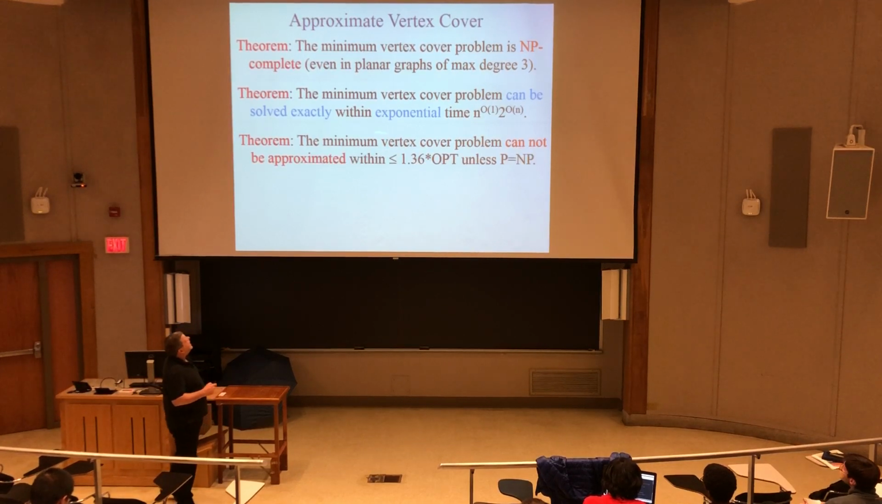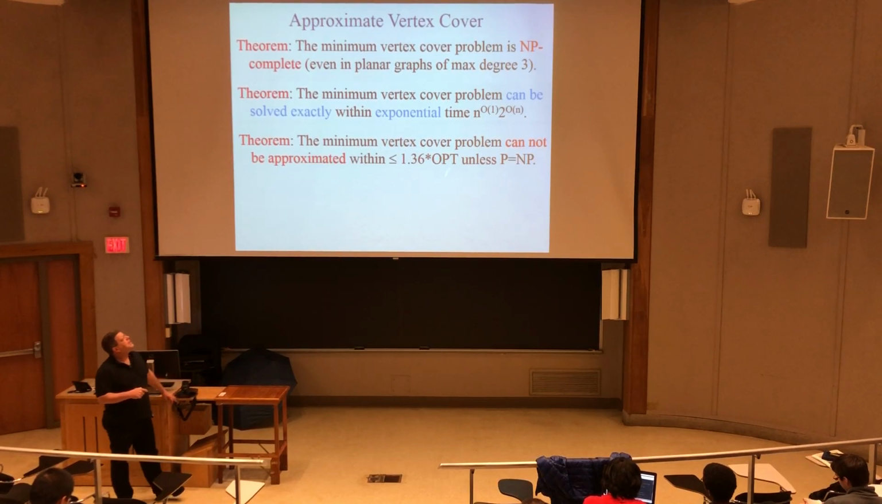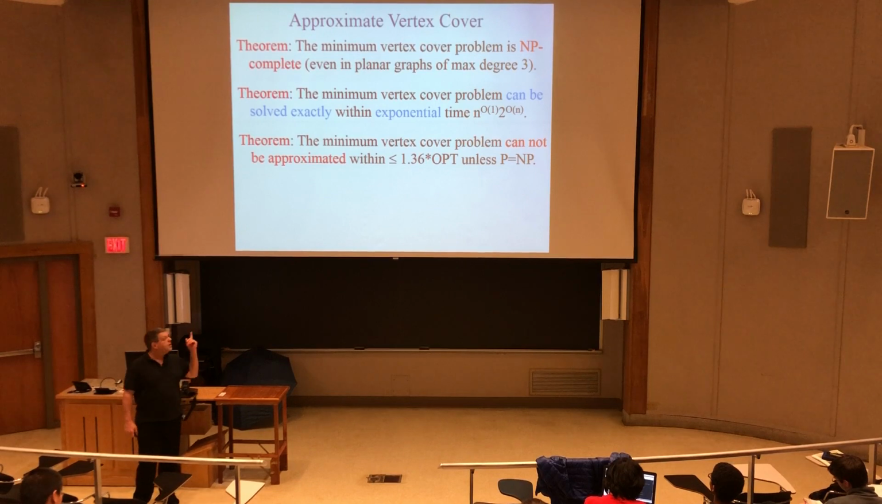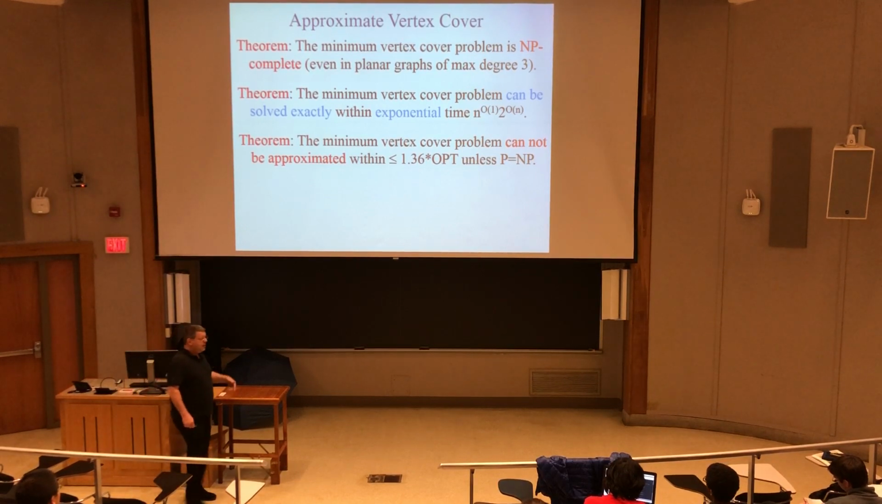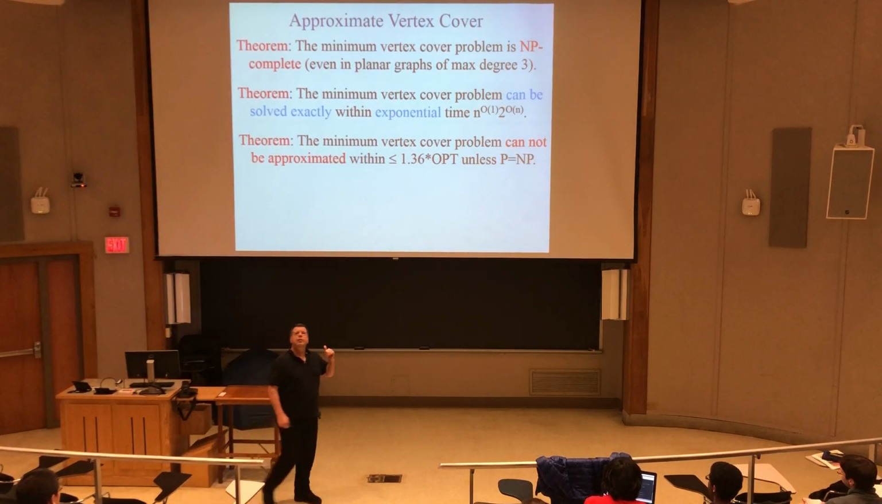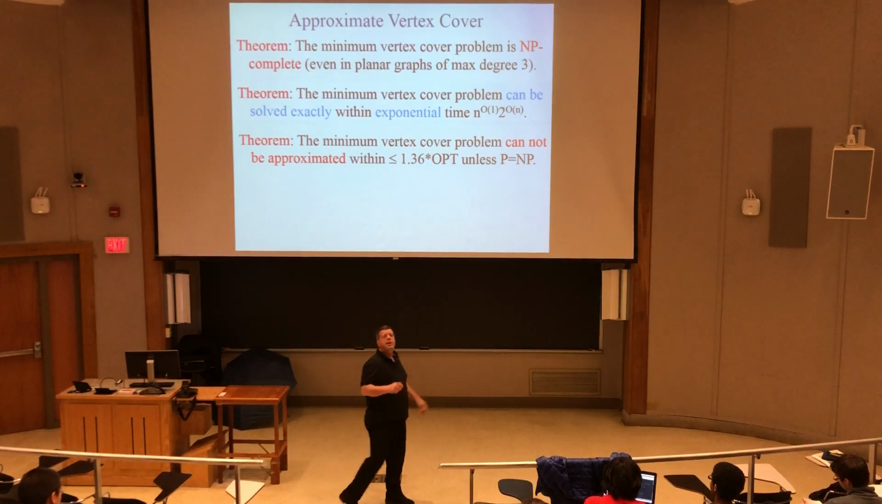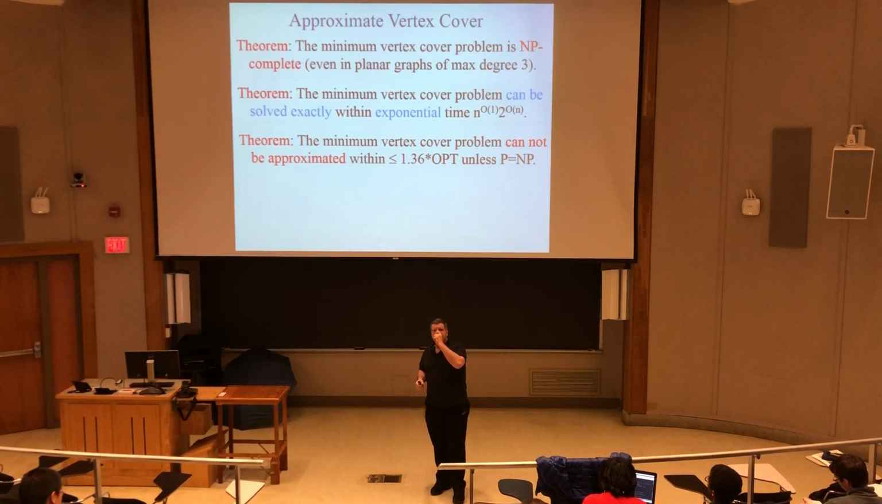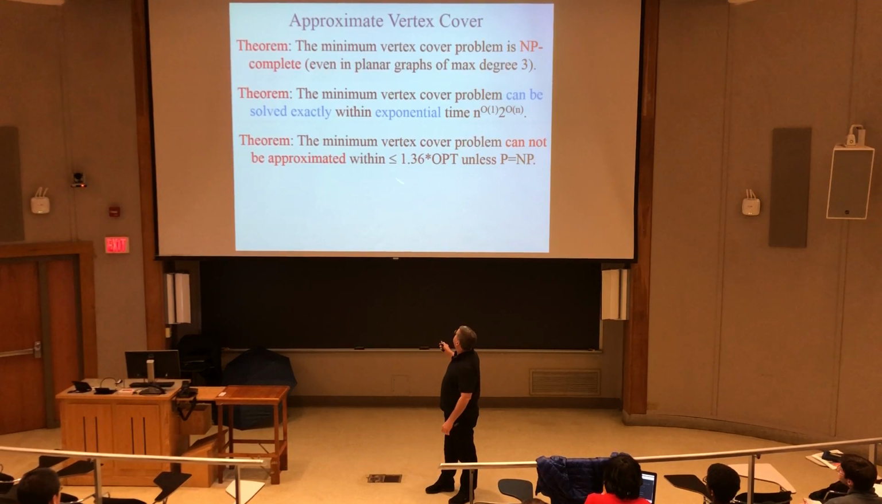Now, we know that it can't be approximated better than 1.36 times optimal. That's a non-approximability result. That's a lower bound on any approximation whatsoever. That result is hard to prove. This basically says that no possible heuristic or approximation scheme for the vertex cover problem will give you solutions that are guaranteed to be no worse than 1.36 times optimal.